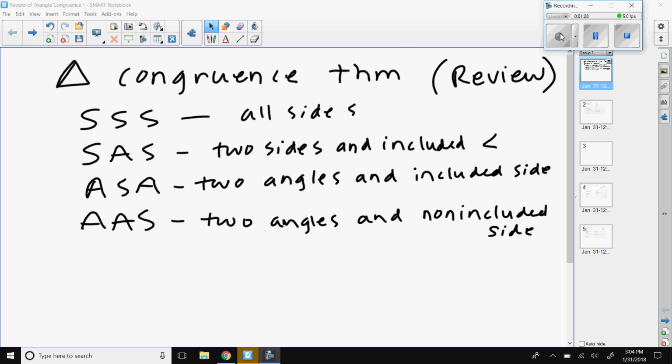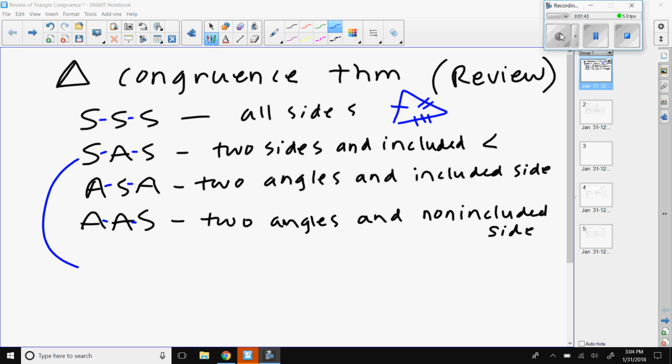Okay, it really has to do with the letters that you have and what they're next to. So side, side, side, pretty easy. You got all the sides here. Side, angle, side: we're talking about a triangle that's going to have a side here, and it's that angle that it creates. So this becomes the included angle. This angle right here is that included one. It's made by the two sides that you have.